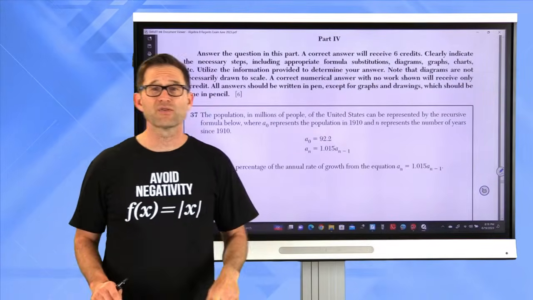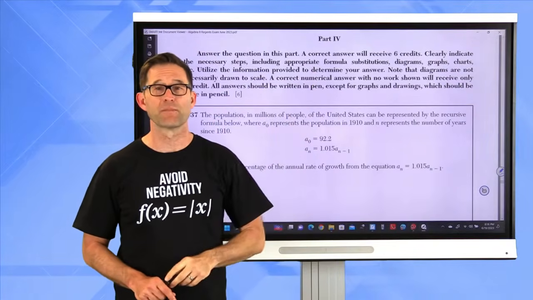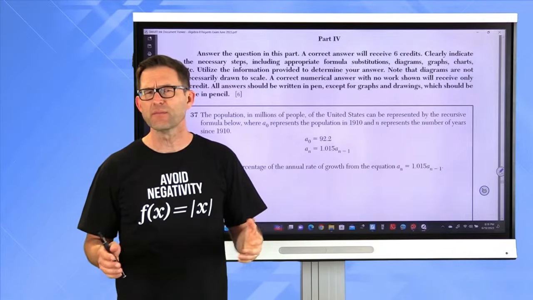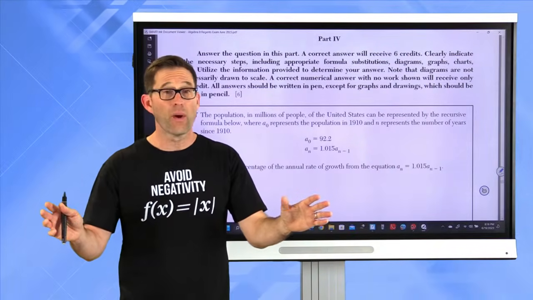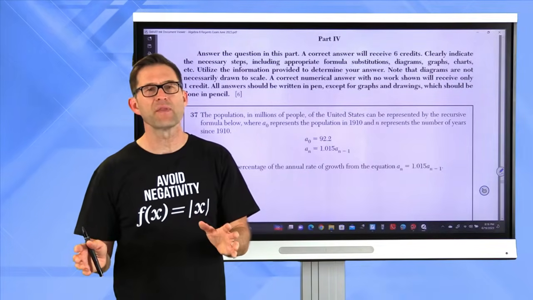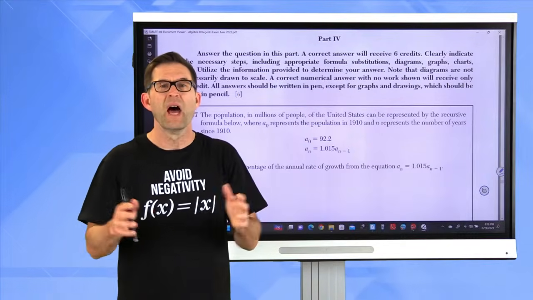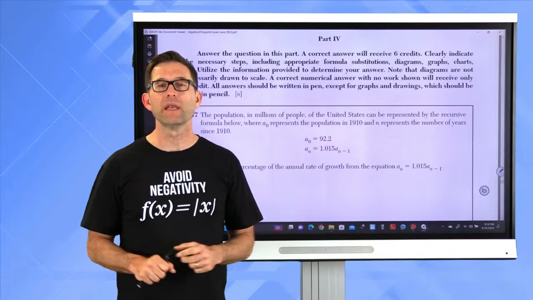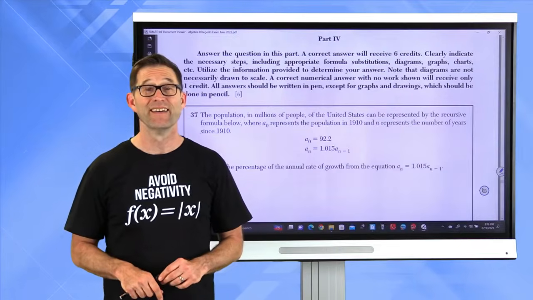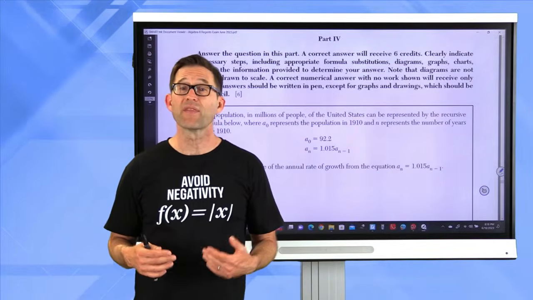So, part 4, right, it says answer the question in this part. A correct answer will receive 6 credits. And again, sometimes it's like a single question. And I hate it when that happens because, man, that's a big question. That tends not to be the case on the Algebra 2 exam. You can see it sometimes on the geometry exam, especially if there's some kind of big, beefy Euclidean geometry proof worth 6 points. Thankfully, that wasn't the case on the one we did last night. But this one is really broken up for us, and I think it makes it a lot easier.